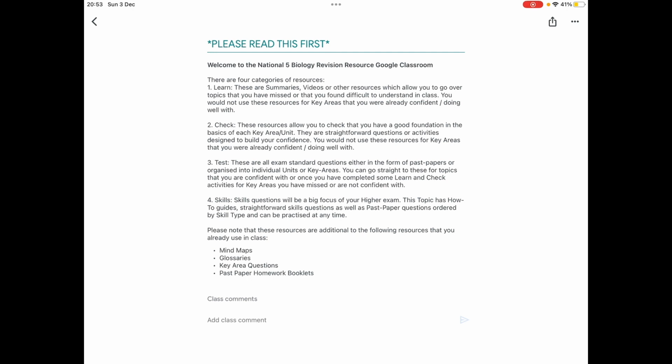These are learn, check, test and skills. And the idea is that you progress through these 4 different stages, if you like, especially 1, 2 and 3 for knowledge. Skills is a little bit separate, so I'll talk about that later. But for the learn, check and test, this is for the topics and key areas of the course, the knowledge that you have been working on.